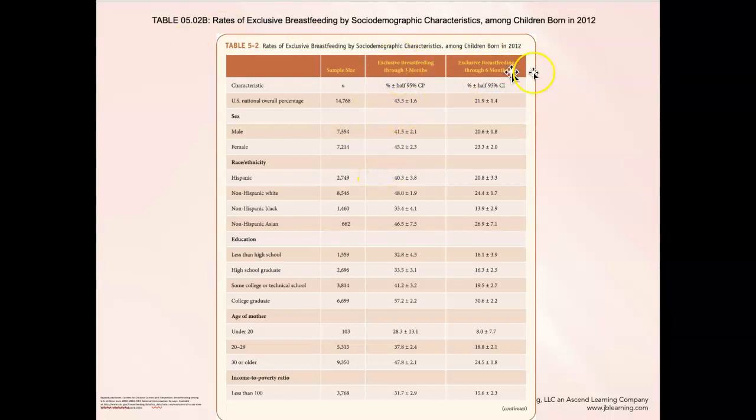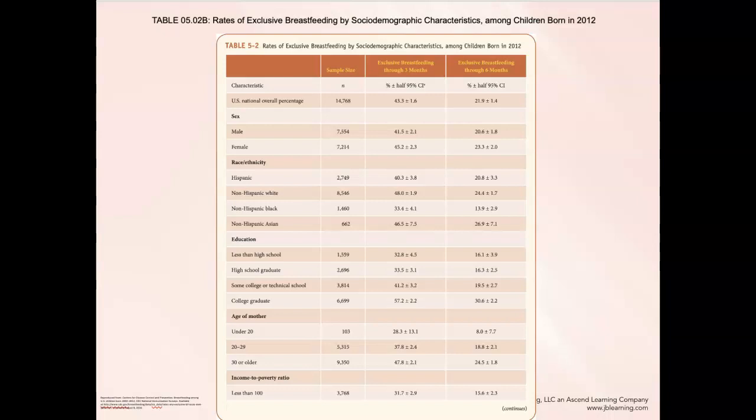This column here shows the percent that were exclusively breastfeeding through 3 months of age. And this column here is those who exclusively breastfed through 6 months of age. What we can see from this table is that about 43% of this sample were breastfed during their first 3 months of life. However, interestingly, this drops to about 22% through the age of 6 months.